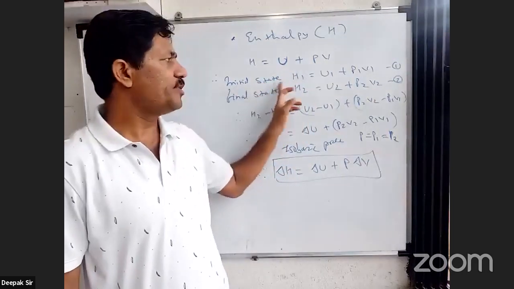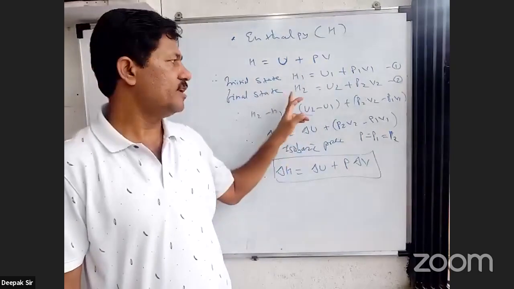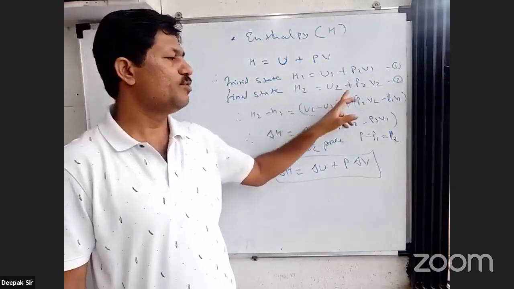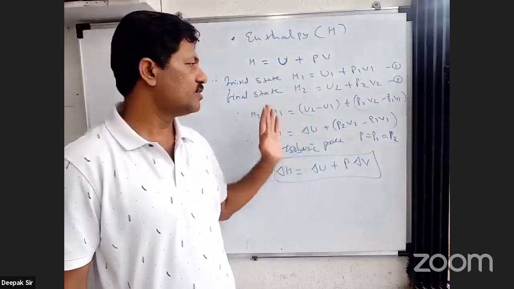So this is the enthalpy of the initial state, H1 is equal to U1 plus P1 V1, and this is the enthalpy of the final state, H2 is equal to U2 plus P2 V2. So this is what we have got.